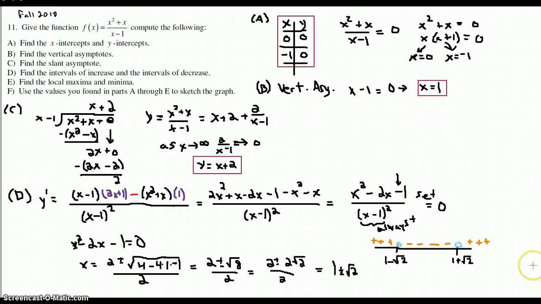You can use test values if you want, but you will see that it is the following sign. That is to say that that represents the sign distribution on your derivative, which in turn can answer the increasing and decreasing question. At the same time, we can quickly get the local max, local min question as well, where 1 minus root 2 leads to a local max, 1 plus root 2 leads to a local min.